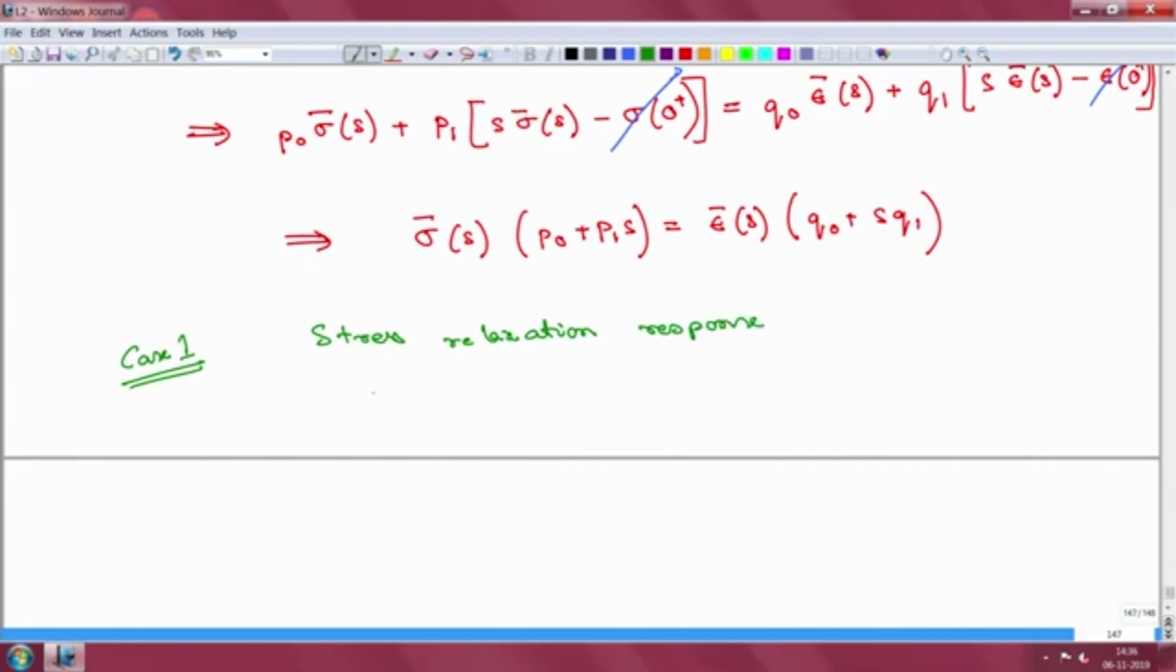In this case we know that epsilon(t) is equal to some epsilon naught times the Heaviside function. If you take the Laplace of this, we know that epsilon bar s is equal to epsilon naught by s. Now we can replace. Here we did not know what epsilon bar s was, and now we have a functional form for that, so we will just replace it.